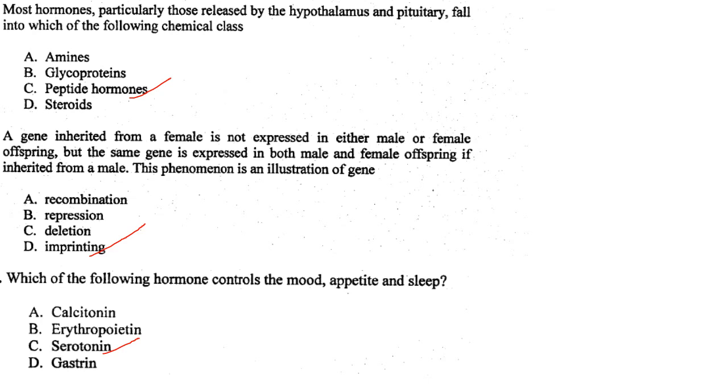So one parent is contributing to the expression of the gene, whereas the other parent, even though it has got the gene, is not contributing to the expression of this particular gene. So it is called imprinting. Answer is option D. Which of the following hormones controls the mood, appetite, and sleep? It is called serotonin. Answer is option C.